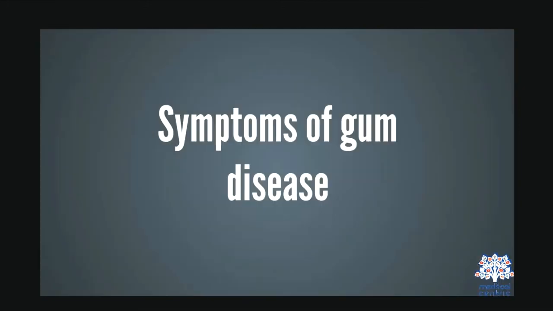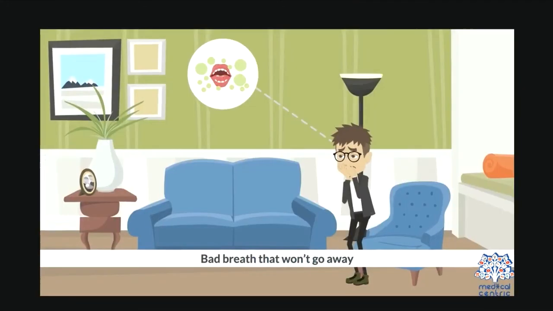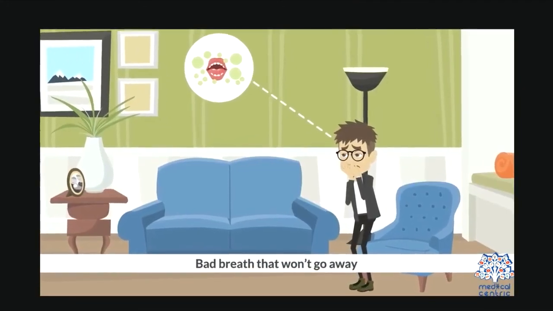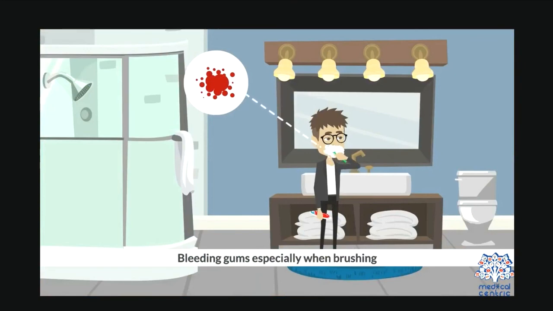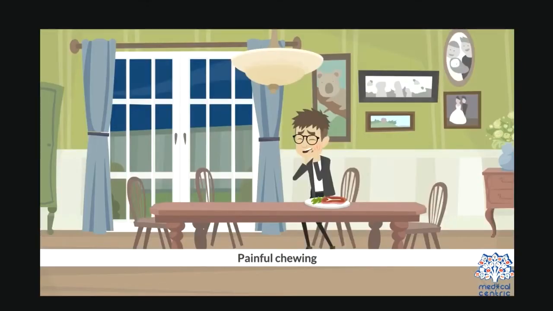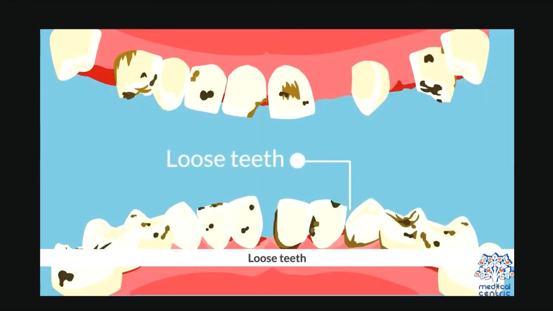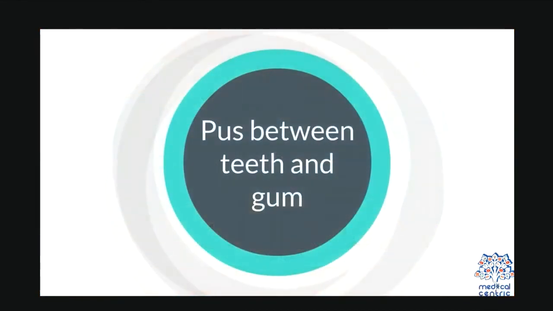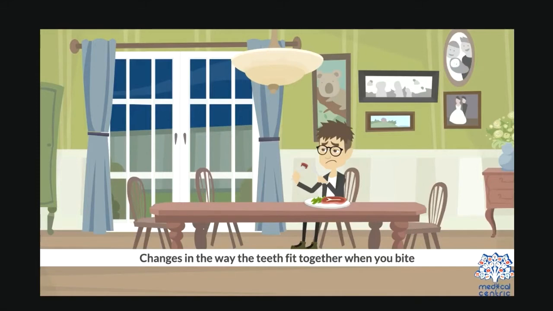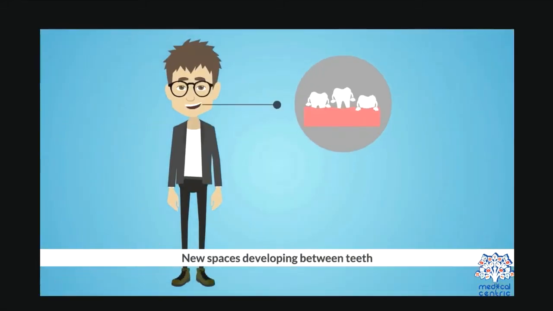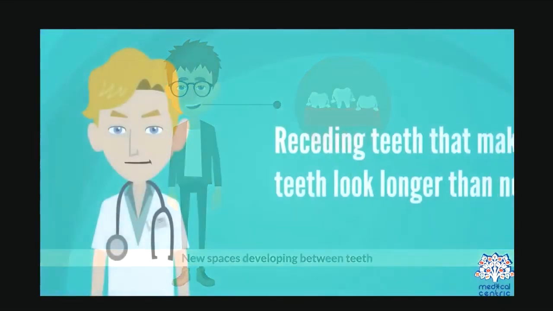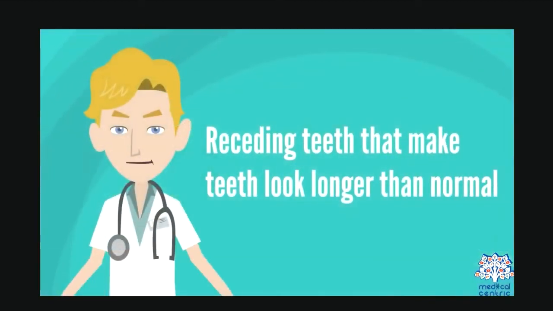Symptoms. Symptoms of gum disease. Bad breath that won't go away. Bleeding gums, especially when brushing. Painful chewing. Swollen or red gums. Loose teeth. Pus between teeth and gum. Changes in the way the teeth fit together when you bite. New spaces developing between teeth. Receding gums that make teeth look longer than normal.